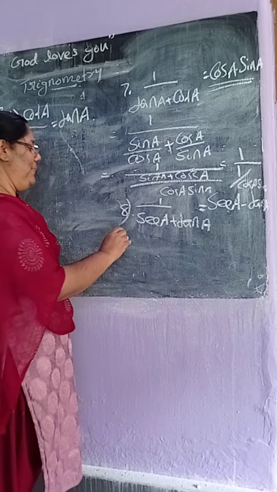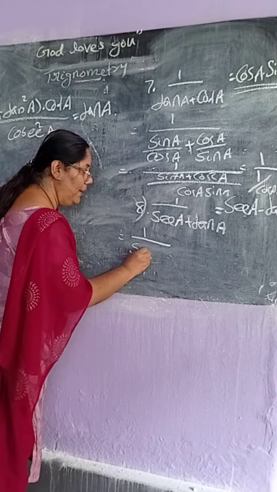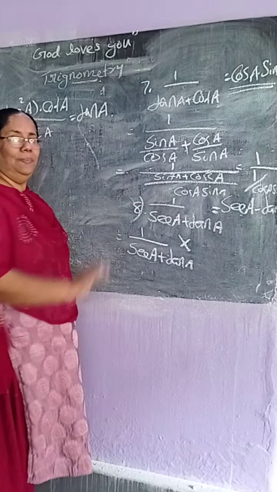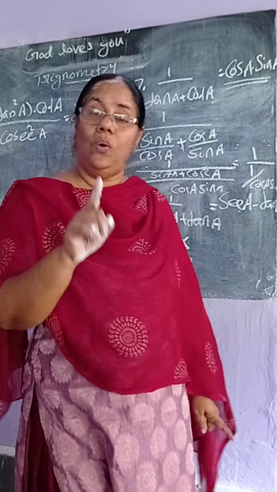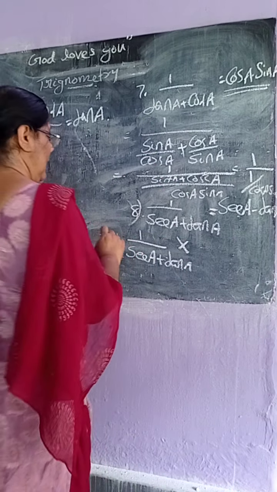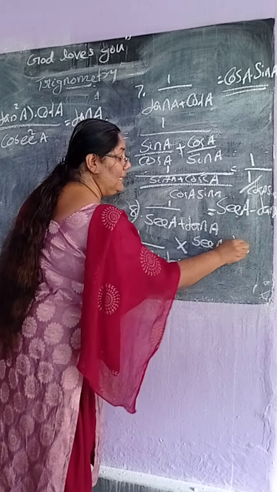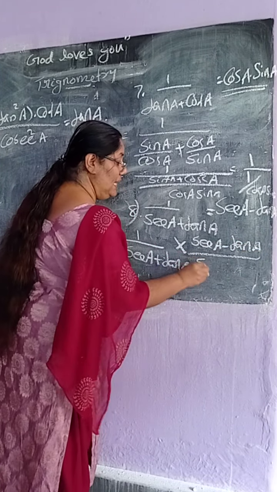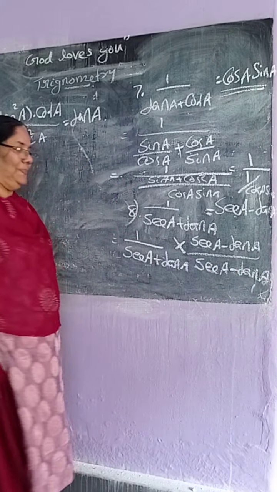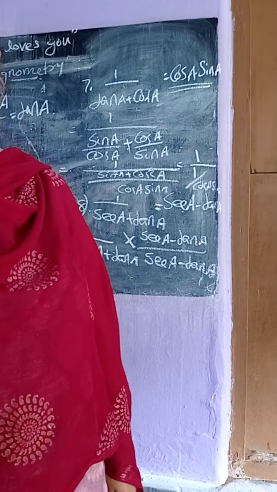Sec A plus tan A's conjugate is sec A minus tan A. Therefore, here the step is, listen, take the LHS. LHS is equal to 1 by sec A plus tan A, into, take the conjugate of the denominator, multiply and divide. Therefore, 1 by sec A plus tan A into sec A minus tan A by sec A minus tan A. Just multiply and divide by the conjugate, sec A minus tan A.